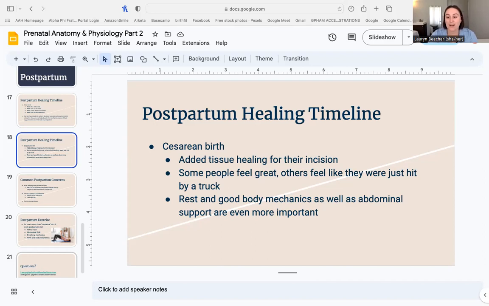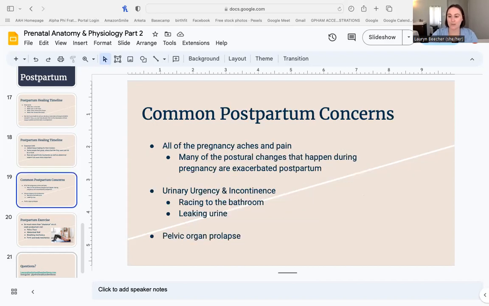But no matter how someone gives birth, resting as much as they can in those first 30 to 40 days, using good body mechanics, providing a little bit of abdominal support those first few weeks to allow the body to heal. A couple of other common postpartum concerns.